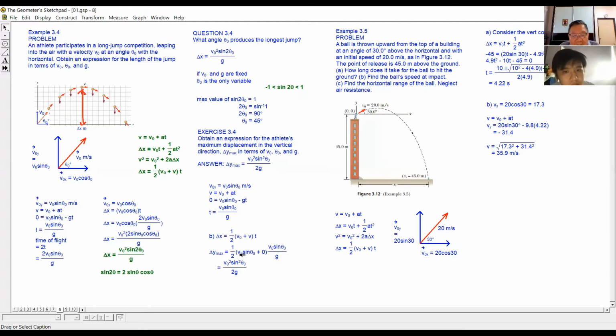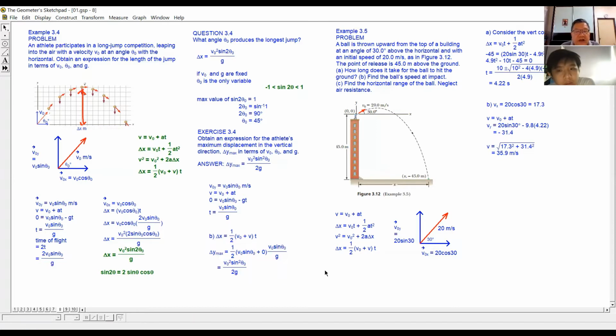So at the top, what do you have? v naught times v naught, so it becomes v naught squared, and sine theta naught times sine theta naught, so it is sine squared theta naught. Multiplying this together, we get this expression here. This expression is for the maximum height, the maximum vertical displacement.